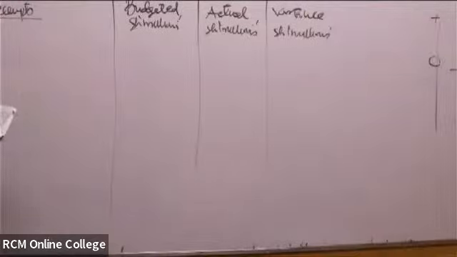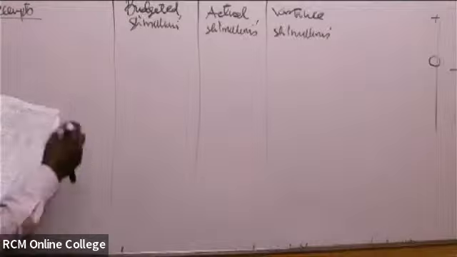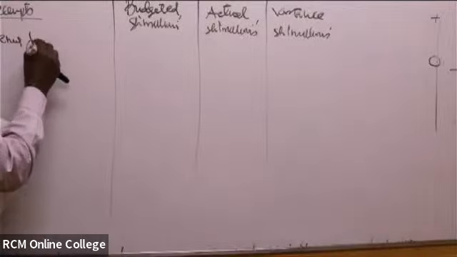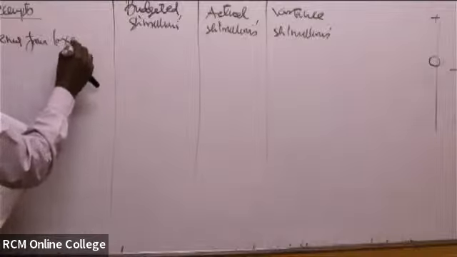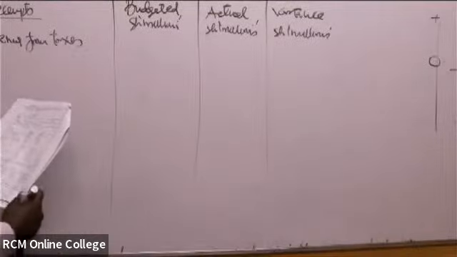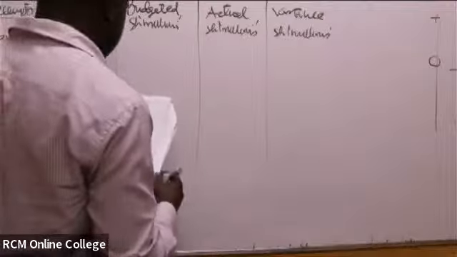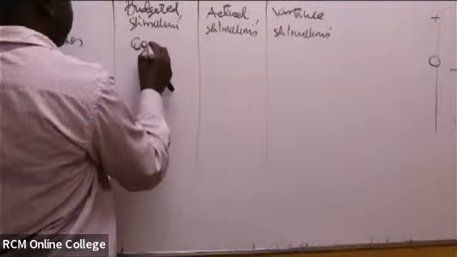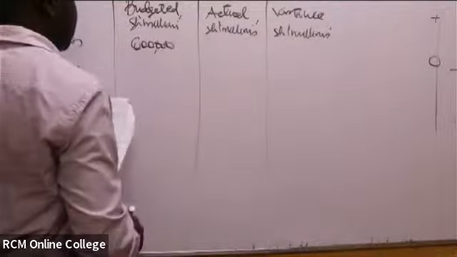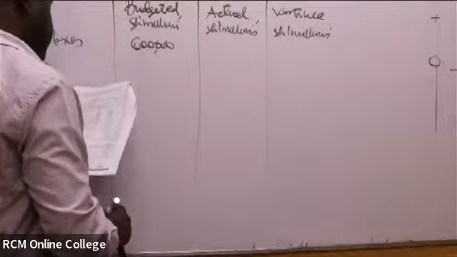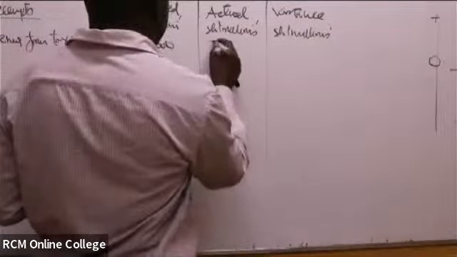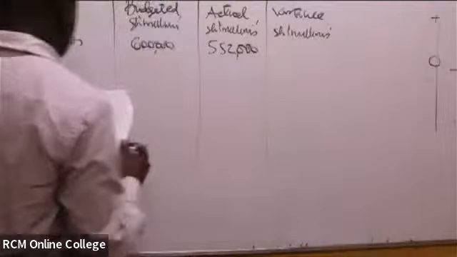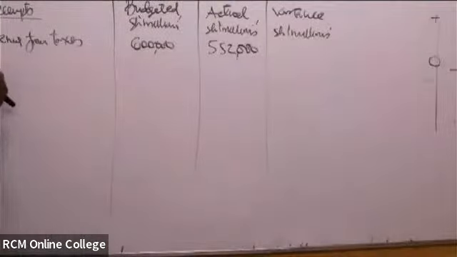So we can have in this case revenue. We have the first one, the receipts: revenue from taxes. The budgeted, they'll end up getting 600,000 million, but in this case, they ended up getting 552,000. And in this case, we have borrowings.